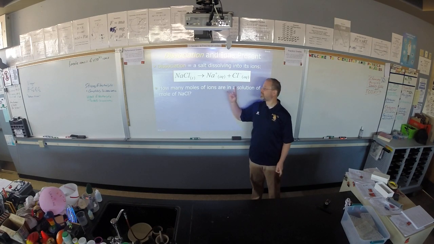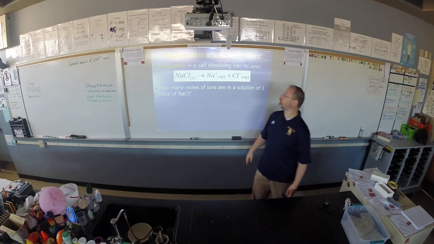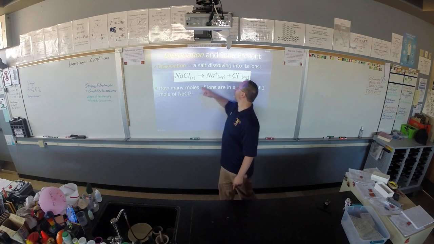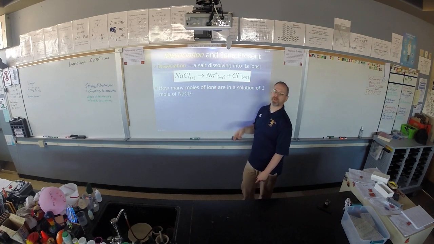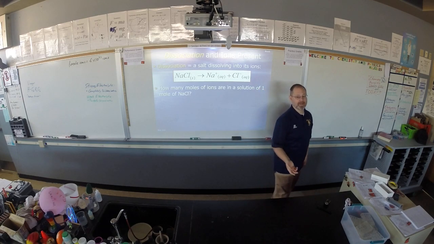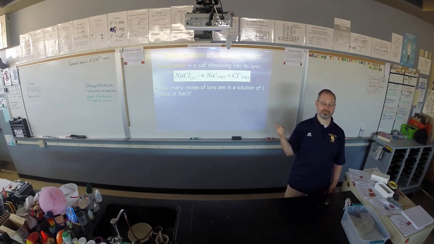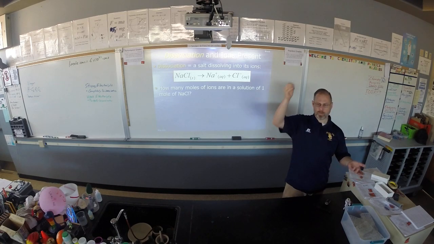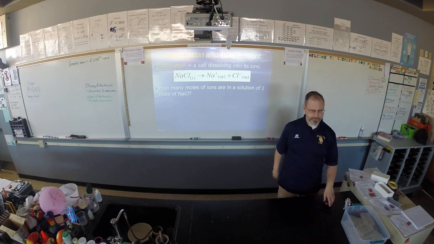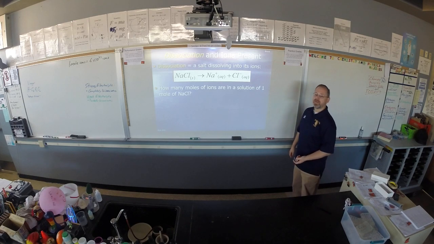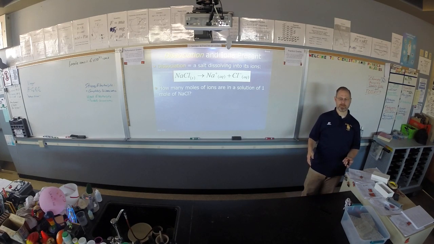2. You get 2. For every mole of sodium chloride, you're going to get a mole of sodium ions and a mole of chlorine ions. So you're going to get 2 moles of ions. Does that idea make sense? Yes. One thing goes in, breaks into 2. Okay, so any questions about that?